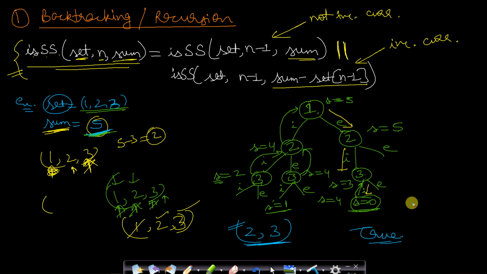So I hope you have understood the backtracking approach. The problem with this approach is that it takes a lot of time. So the time complexity of this approach is exponential and it is actually a power of 2 when it comes to a binary tree.